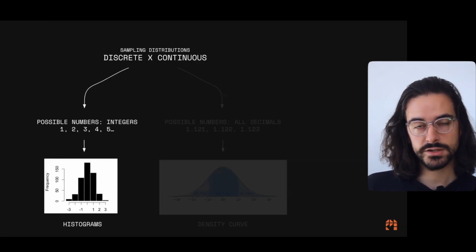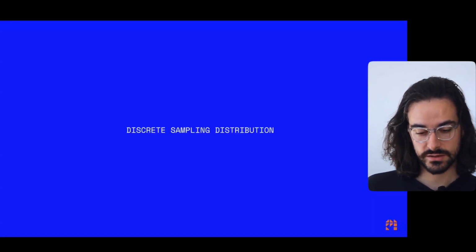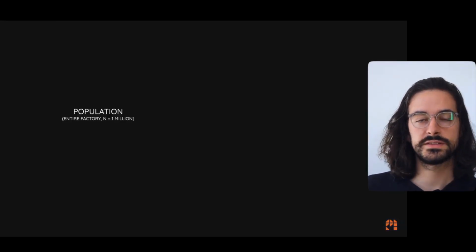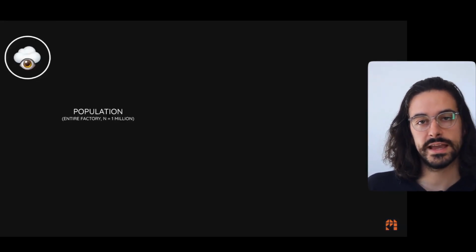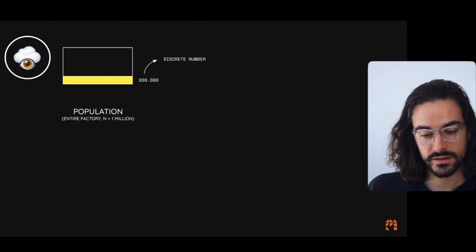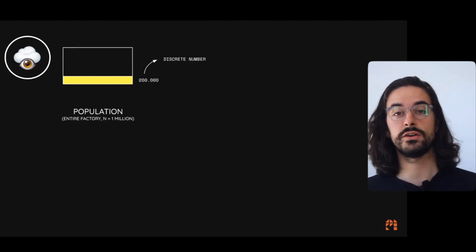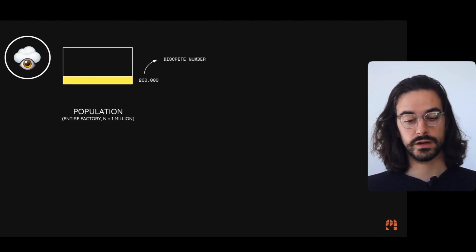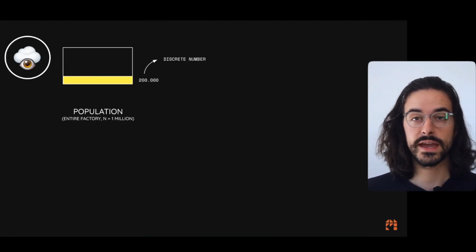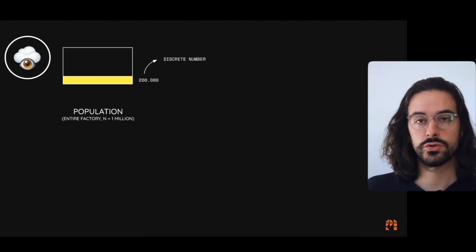Okay, now we're going to talk a little bit about the discrete, though. So let's focus on the discrete sampling distribution. So let's talk about this candy example, okay? So let's say we have this divine view of the world. So we know all the information out there, like we know everything. And we also know that there are actually 200,000 yellow candies in this factory of candies, okay, out of a total of 1 million.